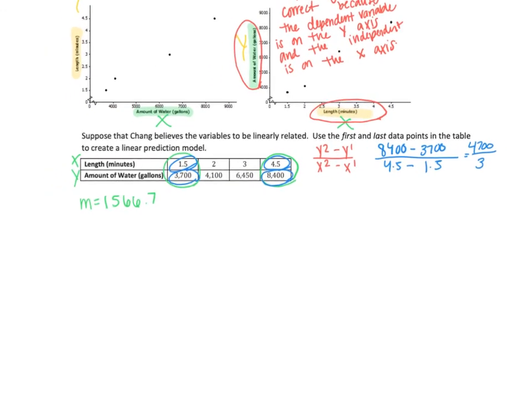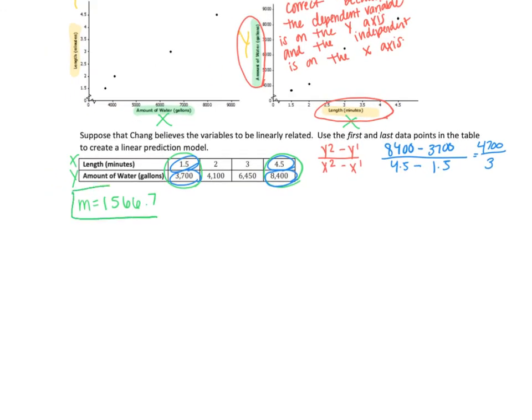Okay, so I'm going to start with my blank equation. Y equals mx plus b. Okay, we know that our m is this number, so I'm going to go ahead and change my m. So this now becomes y equals 1,566.7x plus b. I can choose any two numbers in my graph. I'm going to go ahead and choose this first row that I just highlighted yellow. And I'm going to change my y and my x to what those numbers actually are.